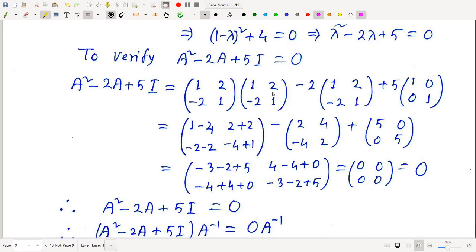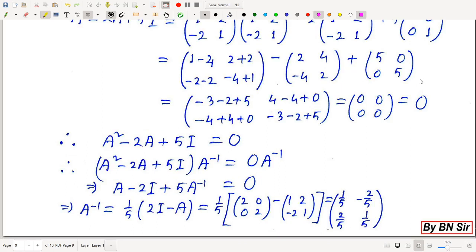Now this is a 2 by 2 matrix, so easier. A square means A into A written, value of A, value of I substituted, and simple multiplication, and then addition, subtraction. We have seen all elements are 0, meaning capital O. Therefore, A square minus 2A plus 5I equal to O. So Cayley-Hamilton theorem is verified. Now to find inverse, we have post-multiplied this equality by A inverse, and got A square into A inverse will be A, A into A inverse will be I, I into A inverse will be A inverse, equal to O into A inverse, which is O. So A inverse will be, changing sides, 2I minus A and 1 by 5. So 2I is this, A is already there, subtract and then divide by 5 we have got.